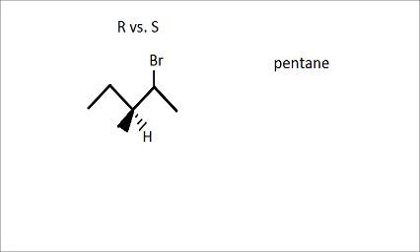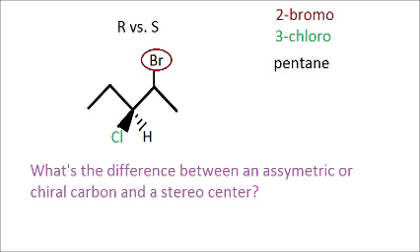And we'll put a chlorine up front. Everybody knows chlorine's green, so we're going to make it green. I should have made the bromine purple. There we go. Alright, so now we have 4 different substituents on carbon number 3. The bromine is in the 2 position, the chlorine is at carbon number 3, and the parent chain is pentane.